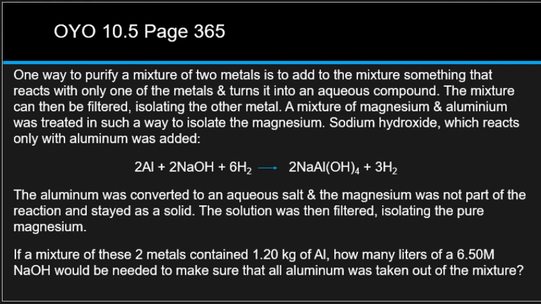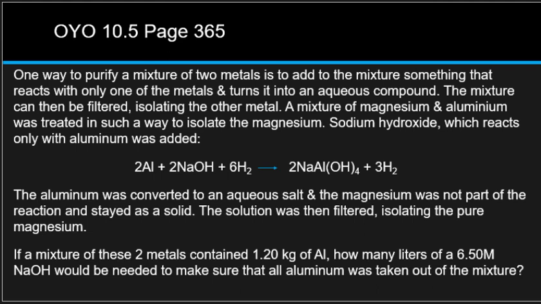A mixture of magnesium and aluminum is treated in such a way to isolate the magnesium. Sodium hydroxide, which reacts only with aluminum, is added. So we see we have aluminum, and we have my sodium hydroxide. Right here, my magnesium is not even in the reaction, because it's not reacting. It's just sitting there.